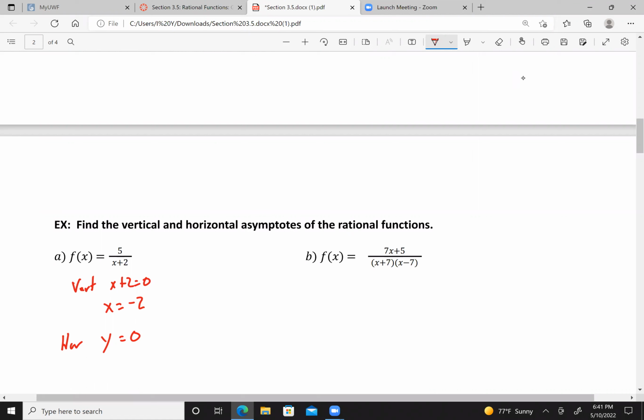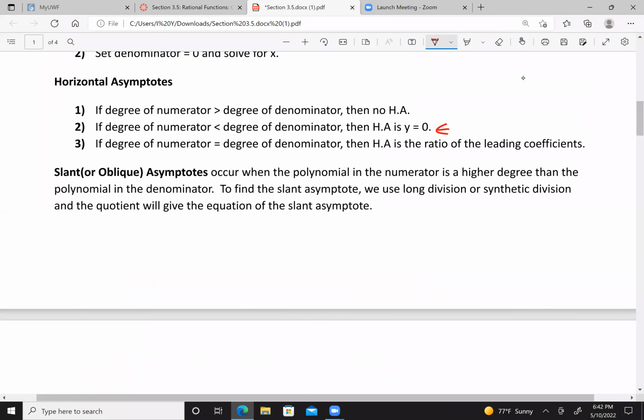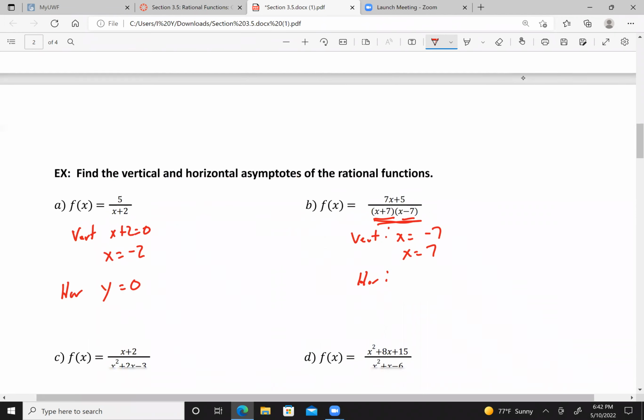Okay, here, my vertical asymptotes: x equals negative 7, x equals positive 7. Horizontal: the denominator has a degree of 2, the numerator has a degree of 1. Degree of numerator less than degree of denominator. So again, we have y equals 0.